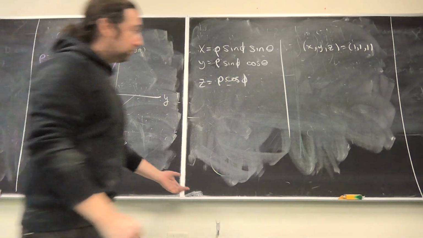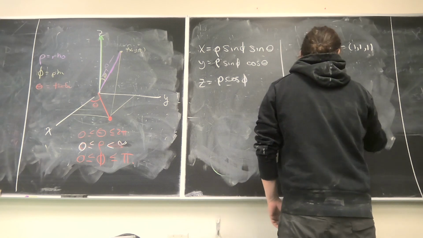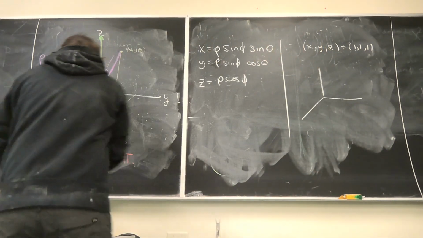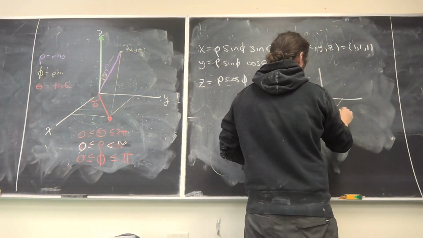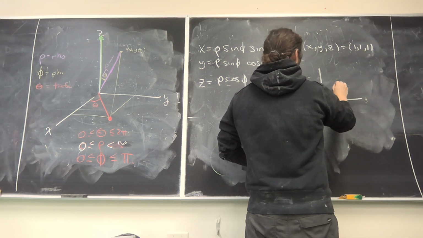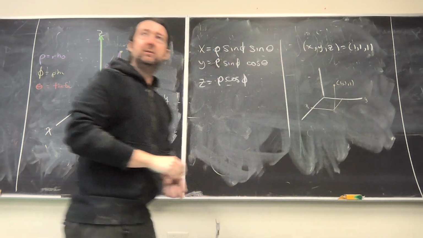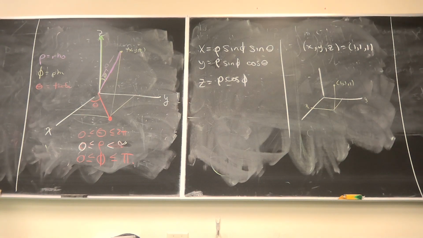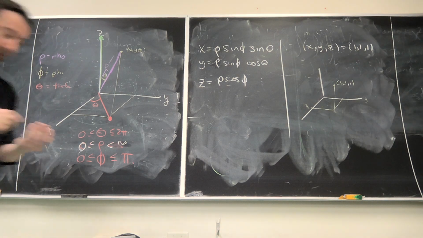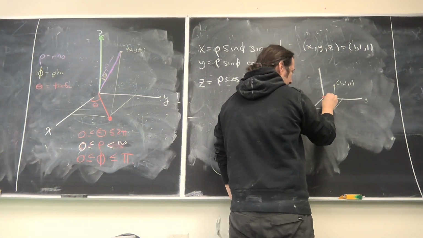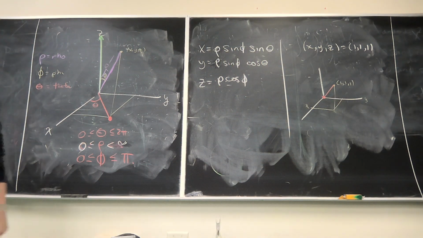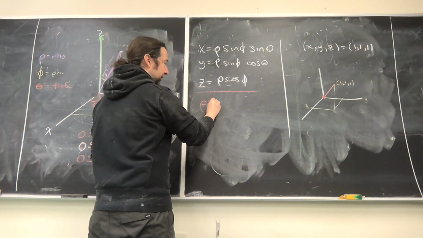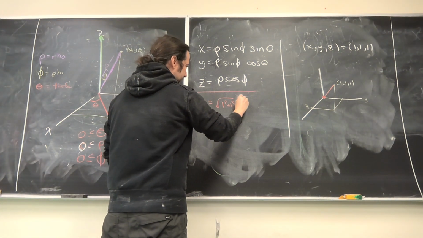So if I have the point 1, 1, 1, that's about as easy as a point gets, right? I go 1 unit in this direction, x, and 1 unit in this direction, y, and 1 unit in this direction, and there's the point 1, 1, 1. How should I start? Here's a good place. How about we connect the origin up to the point, and then rho is the length of that vector. So what's rho equal to? Rho is the square root of 1 squared plus 1 squared plus 1 squared, which is root 3.